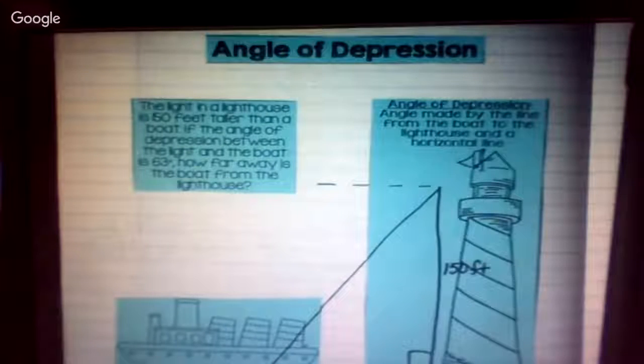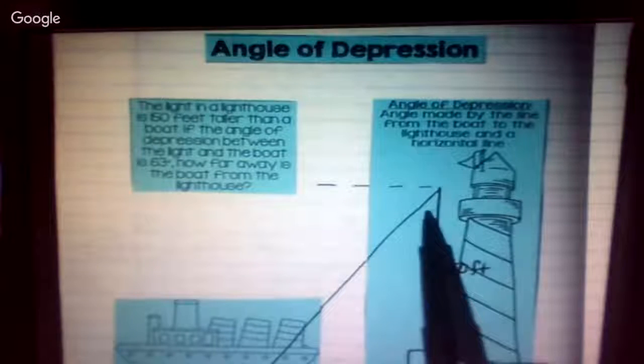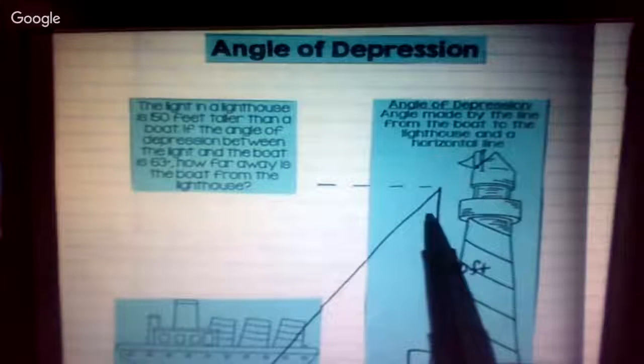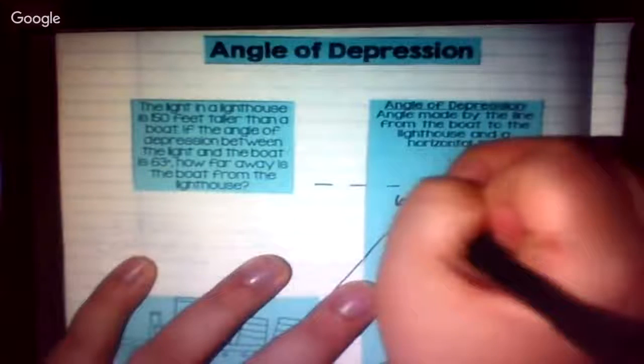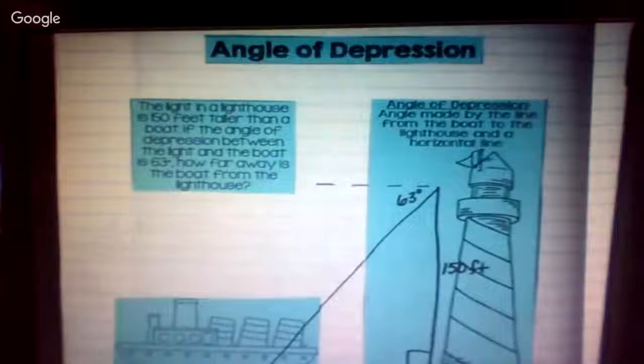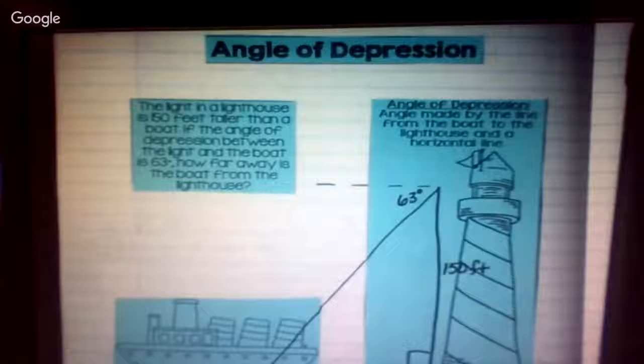Most people think because it's the angle of depression that it's automatically this angle right here. It's not. That's not from the ceiling down. That's from the side over. So it is not that. 63 degrees actually goes here. It's not in your triangle. This is where everybody gets confused. So you have two options.